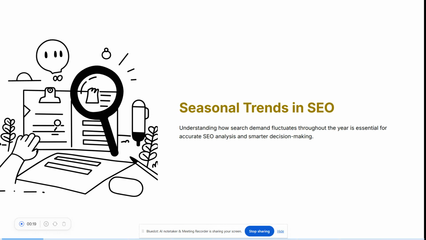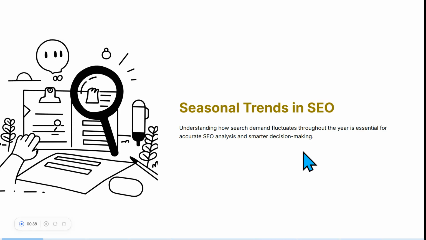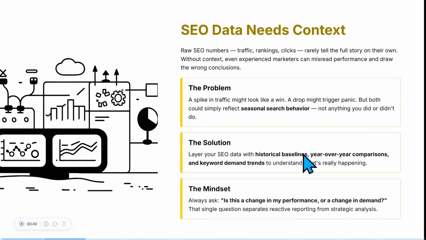One of the common mistakes in SEO reporting is misreading performance, not because the data is wrong, but because the timing is misunderstood. Seasonal terms can make your SEO look like it's improving when it's not, or failing when it's actually stable. Now, let's break down how that happens.